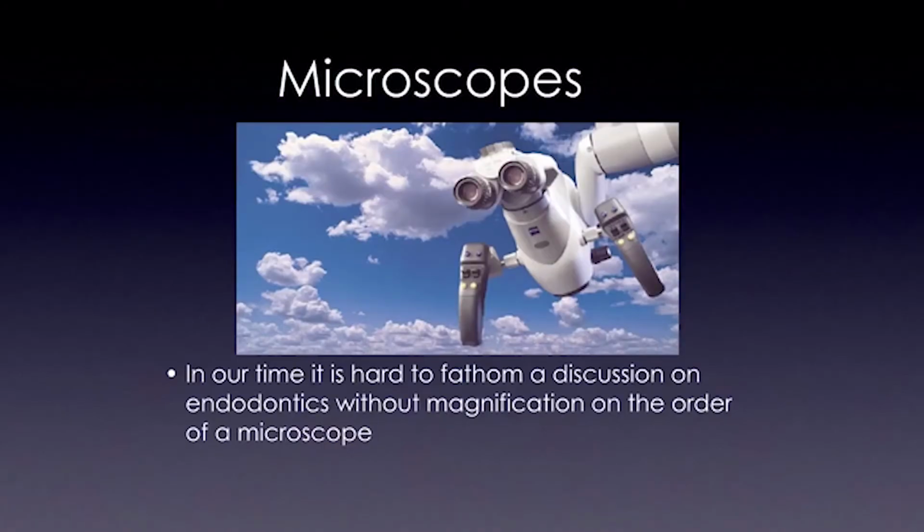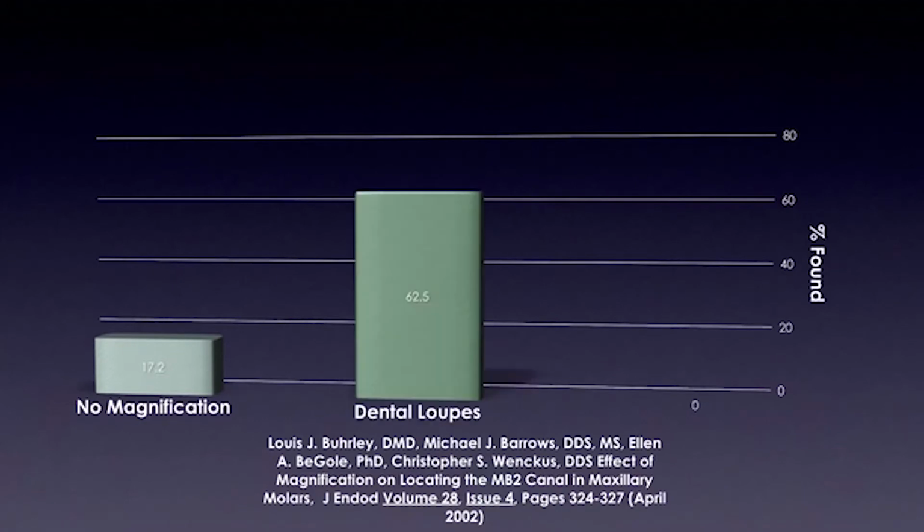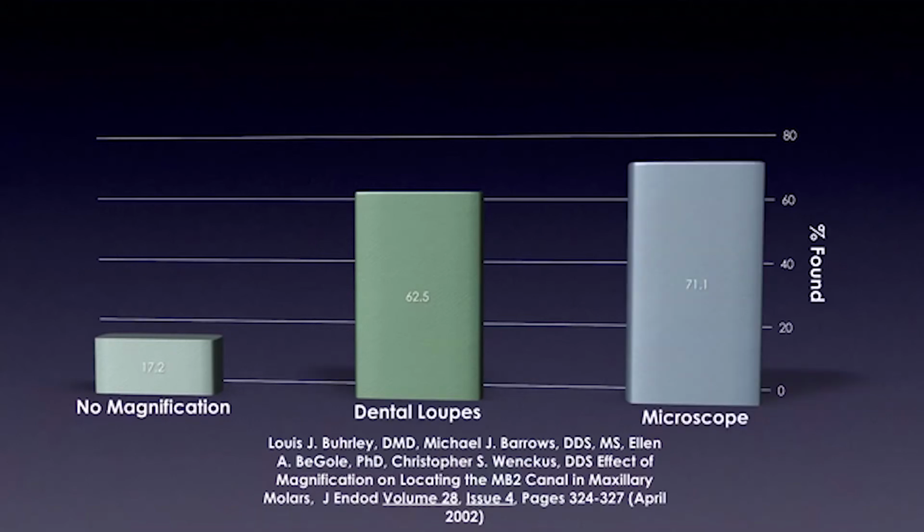In our time, it is hard to fathom a discussion on endodontics without magnification on the order of a microscope. No study illustrated this more to me than the Burley-Barrow study of 2002. It showed how difficult it was to find the mesial-buccal number 2 canal of the maxillary first or second molar without magnification. The canal, which we all know is found somewhere around, let's say, 85% of the time, depending on the literature, well, without magnification, they found it 17.2% of the time. If you added magnification, you were up at 62.5% of the time. An incredible jump. If you then look at how often you would find that fourth canal if you were using a microscope, you would be around 71% of the time.